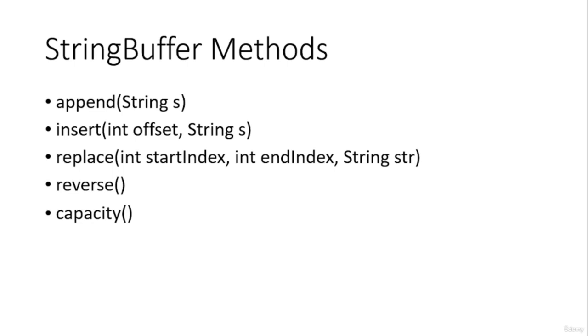The next method is insert, which will insert a particular value after an offset. The next method is replace, which takes a start index, an end index, and a string to replace it with. The next method is reverse, which will reverse the string. There are inbuilt methods like this, so we don't need to write complex logic to reverse a string; that is already provided. The next method is capacity, which shows the capacity of that buffer.